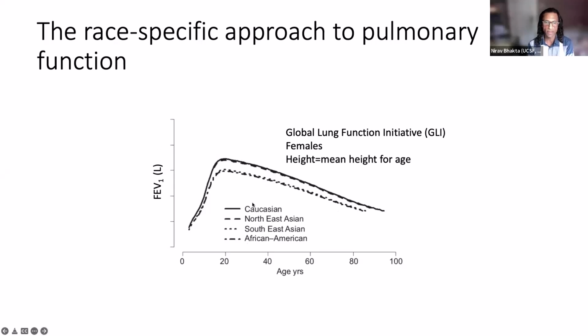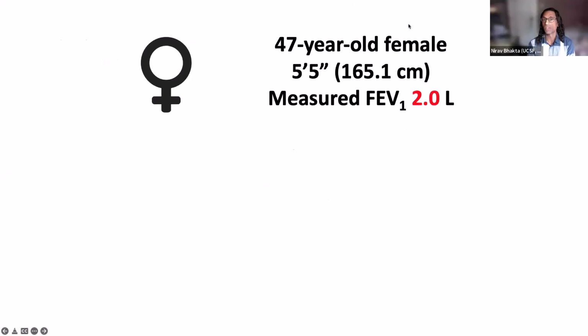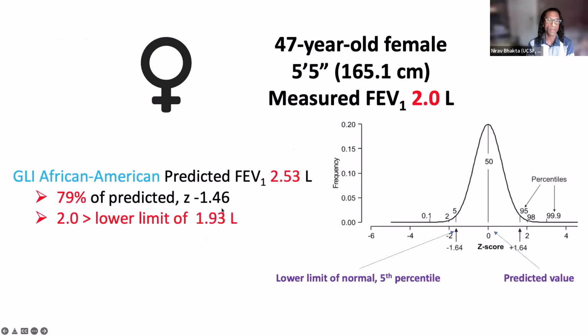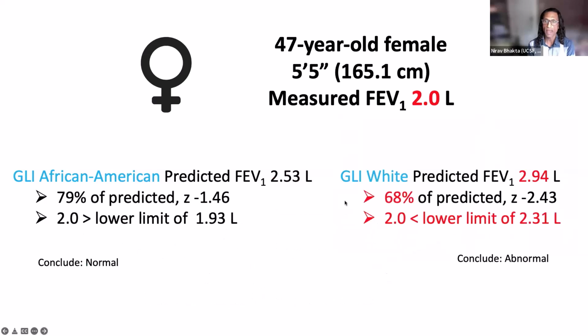The output of this was that if you took a 47-year-old female who's 5'5", just as an example here, with a measured FEV1 of 2.0, we would say, well, okay, if the person identified as African American and we use the African American equation, we would say their value is 79% of the predicted value of 2.53, and that their value is greater than the lower limit of normal of 1.93, this statistical fifth percentile that has been recommended to be used as the cutoff by which to gauge your suspicion for there being a problem with the pulmonary function. Yet on the other hand, if we were to use a Caucasian equation, this GLI white equation here, we would say their value of 2 is less than the lower limit of normal and that there is a problem.